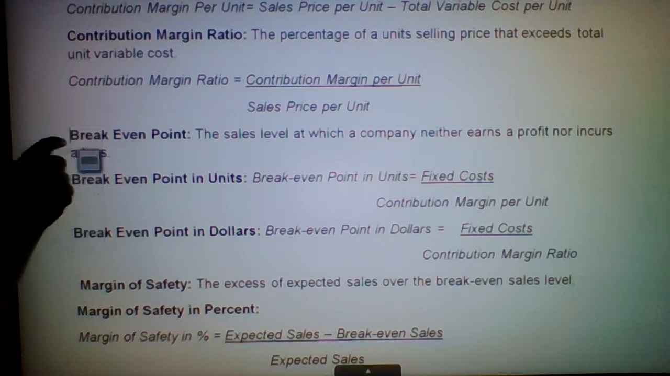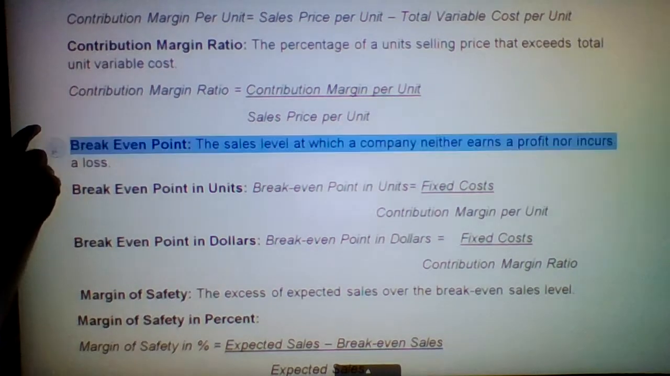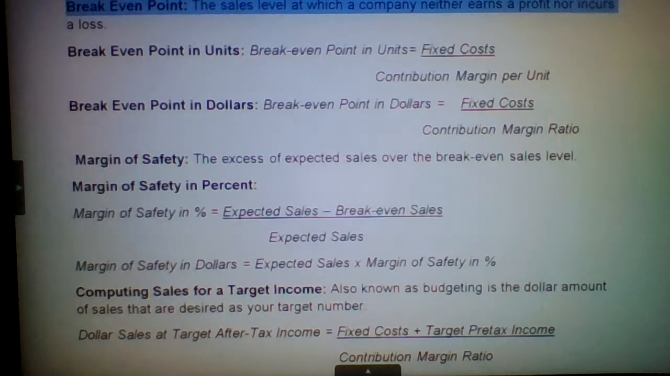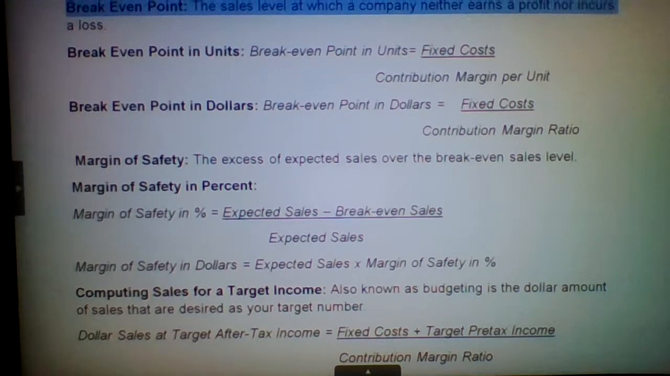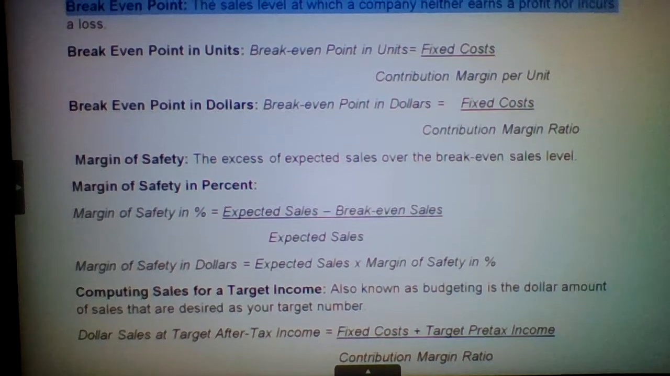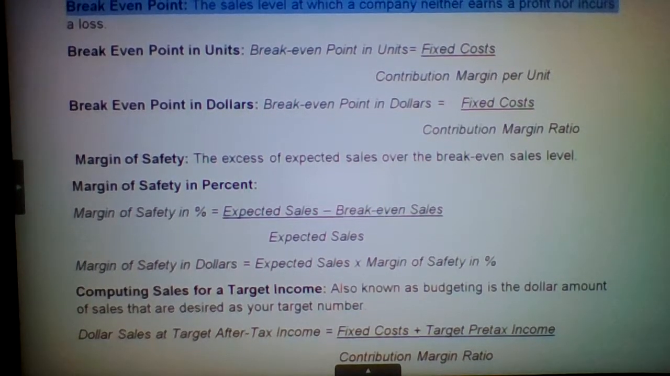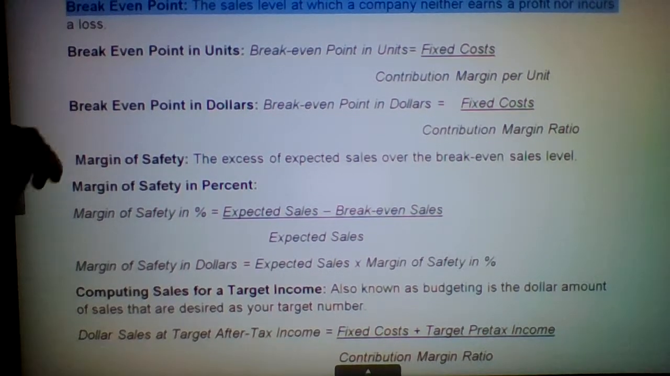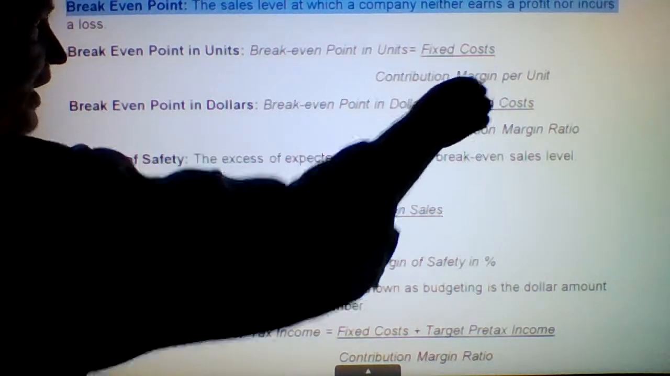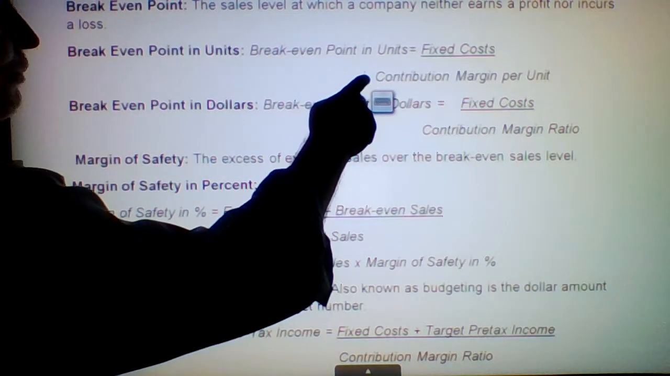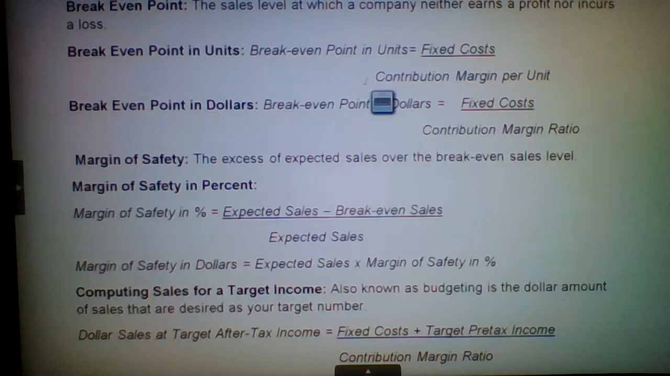Break-even point. Big deal with a lot of companies. It's the sales level at which a company neither earns a profit nor incurs a loss. That's a big deal because you want to know how much money you're making or how much you're going to lose. So break even is a big concept. Break-even point in units equals fixed costs divided by contribution margin per unit.